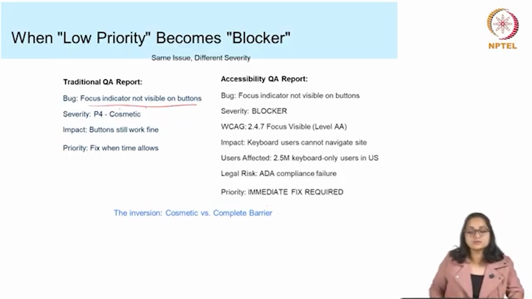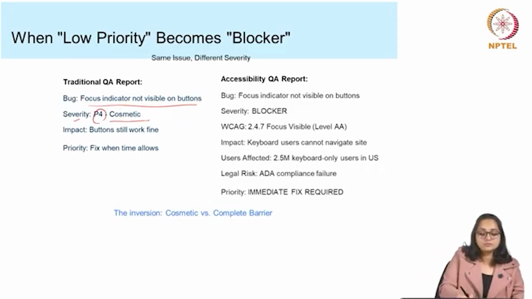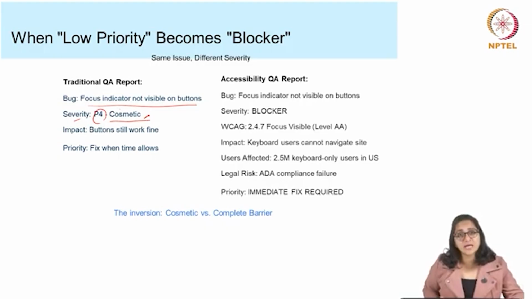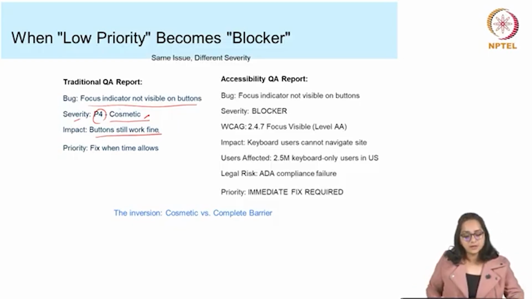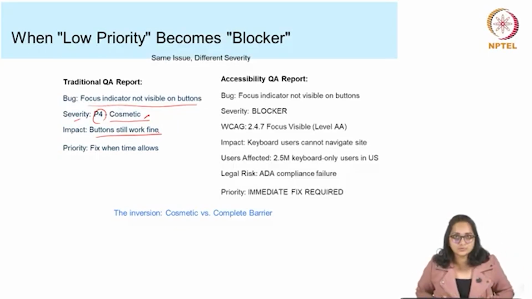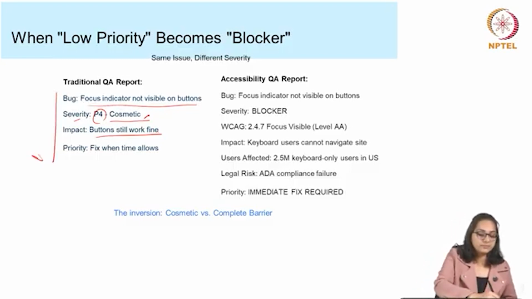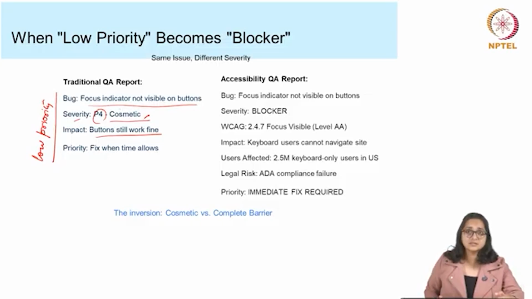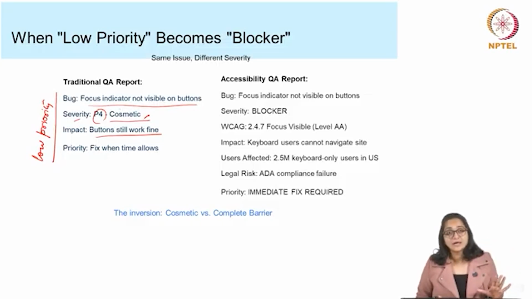the focus indicator is not visible on buttons, right? Severity is very low in IT sector terminology because it is considered cosmetic. The signifier is not visible, but from a functionality perspective, it is very much usable. Impact: the buttons still work fine. Priority: fix when time allows, right? So basically it is labeling your problem as low priority. This is an example of one bug as presented in a traditional quality analysis report.